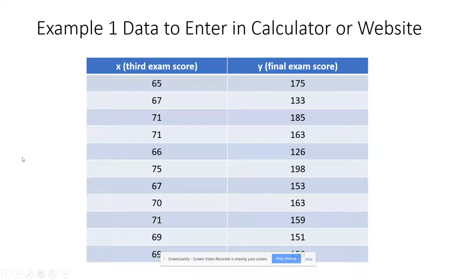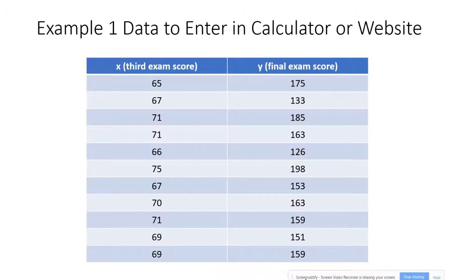So here's the data. Let me move this little box down here. All right, so here you see I have the data for X and I have the data for Y. If you put it into the software or the calculator, make sure this 65 matches the 175 and that these data match each other. Remember, in regression, you need an X and a Y to have one point on the graph.